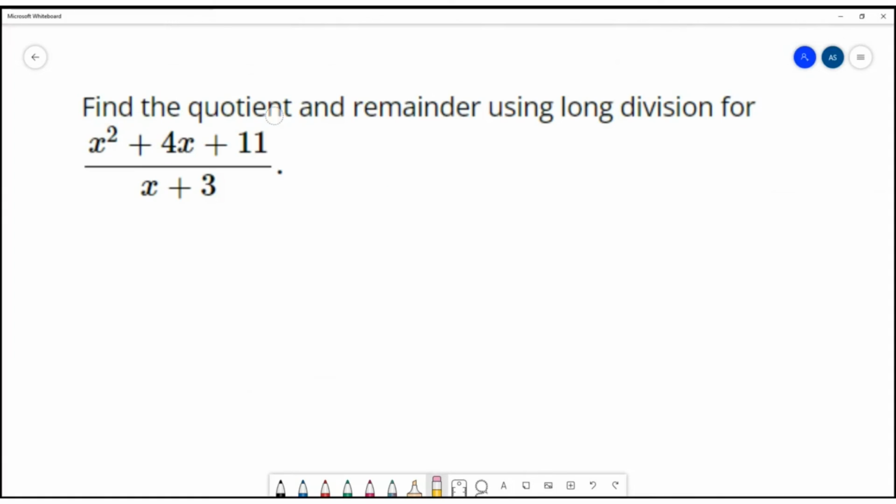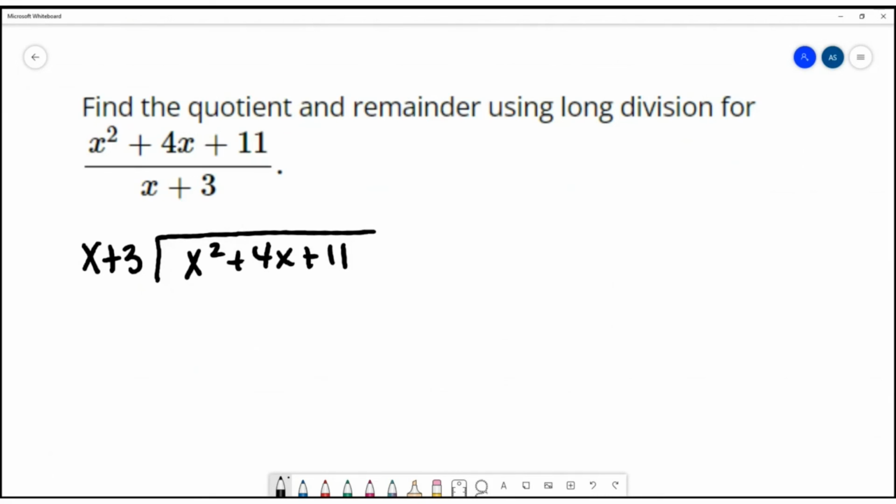We want to find the quotient and the remainder using long division for x squared plus 4x plus 11 over x plus 3. So let's set up our long division. This time we don't need a placeholder because we're not missing any terms. We have the squared, the first power, and the constant. We're going to divide x plus 3 into x squared plus 4x plus 11.